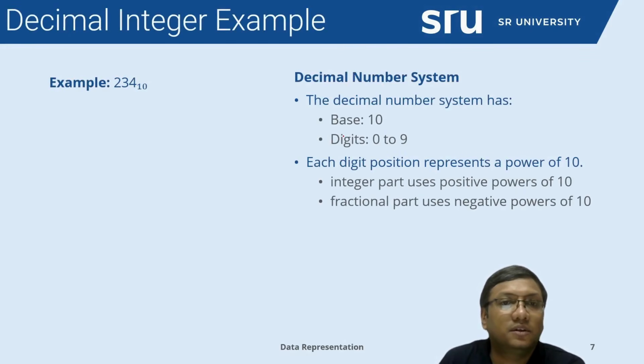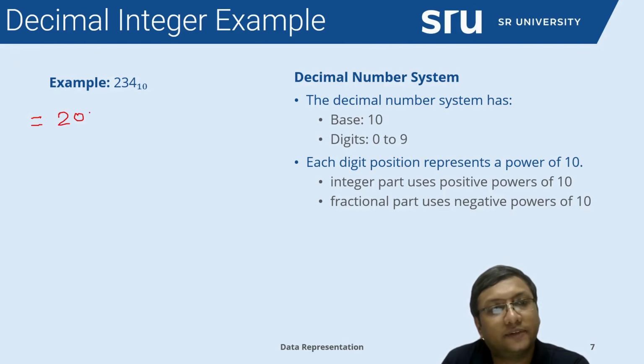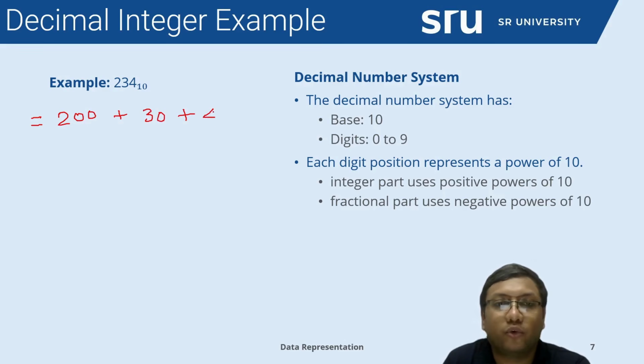So let us take one example of a decimal integer. 234. We can write 234 as 200 plus 30 plus 4.